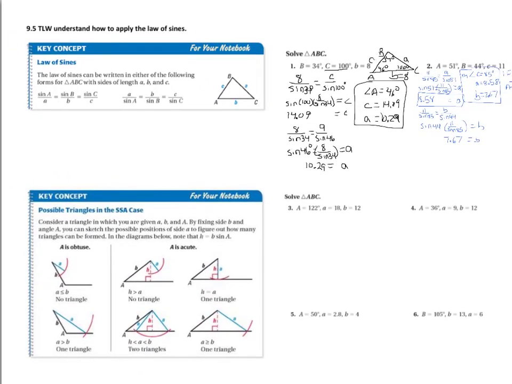Now let's look at another here. Okay, so here's the thing. See how here you were always given two angles and one side. Here you're going to be given two sides and one angle. So that means there's multiple options.